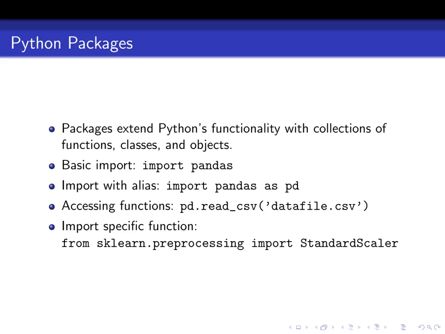These are collections of functions, classes, and objects that extend Python's capabilities. You import them using import, like import pandas, or with an alias for brevity, like import pandas as pd. To use functions from these packages, you employ dot notation, such as pd.read_csv, for reading CSV files. You can also import specific functions from a package for more targeted usage.